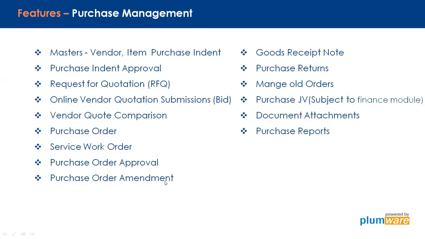Then already we have seen the purchase order amendment process and goods received through GRNs, and we have done these purchase returns as well. And I explained the manage old orders. And the JV got created when we posted the GRN. It is integrated to the finance module.